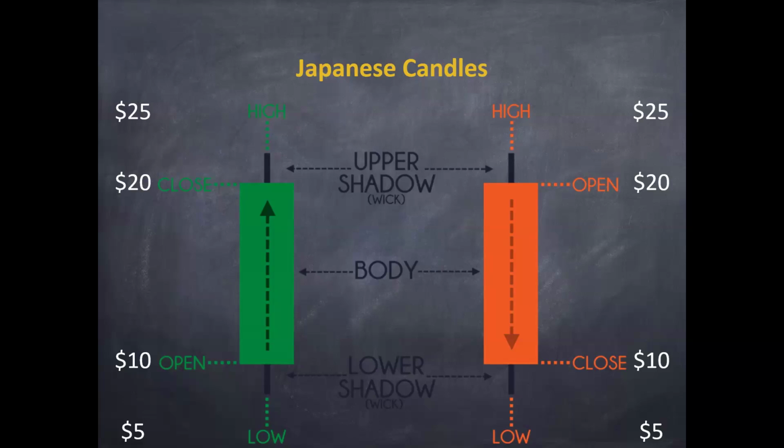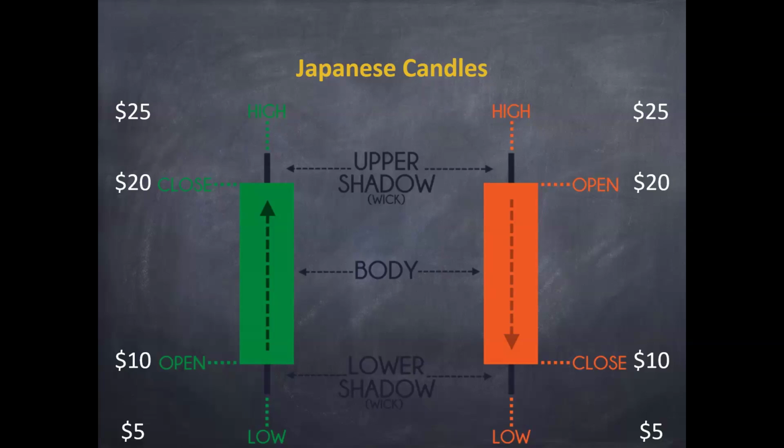2021, it was $10. 2022, $5. 2023, $25. 2024, $20. It could be a yearly chart, a quarterly chart, a monthly chart, a weekly chart, a daily chart, an hourly chart. We looked at all that. It could be a 30-minute chart.